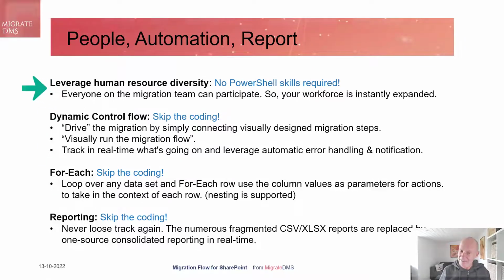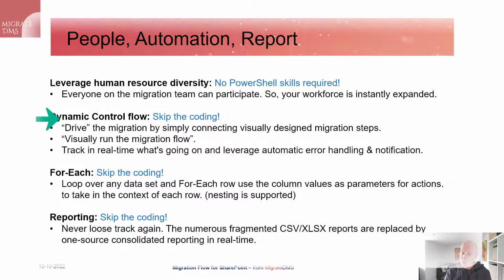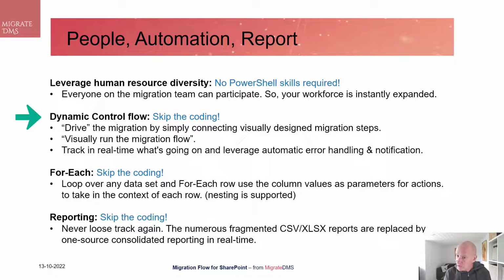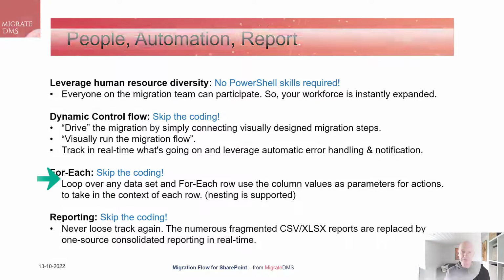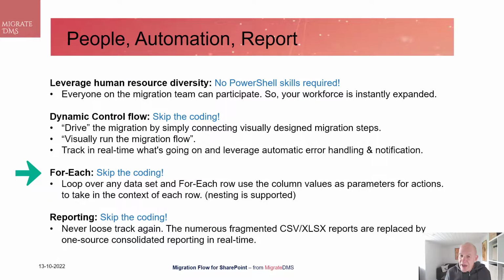Okay, again, I think the best of all is that everyone in your migration team can participate, not only the PowerShell experts. Control flow. The way the job is built and how it runs is totally visual and self-explanatory. Completely opposite scripting. You just connect the dots and run. The for each is a key element of any scripting language. In Migration Flow for SharePoint, it is made super simple. You just connect a data set from any data source and do actions for each row with the column values as the parameters.